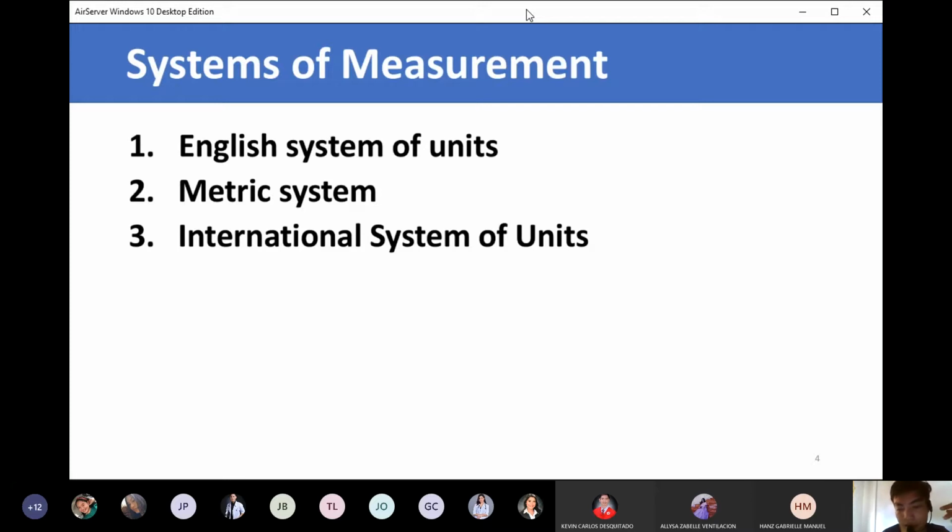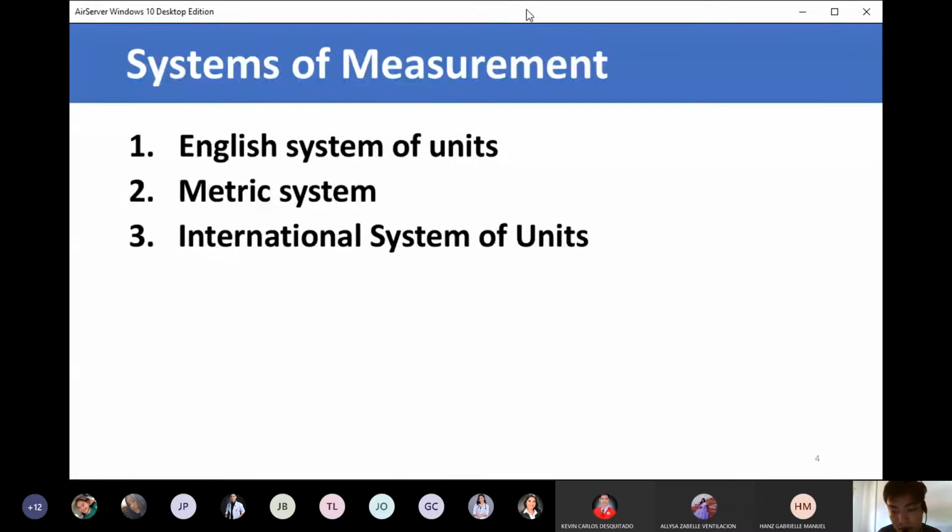Then it progressed to a much better understanding. We have the metric system. Then finally, the last and the best unit system that we have is the SI units. So let's have some history lesson muna. During old times, in the old civilization, they don't have any measuring devices.